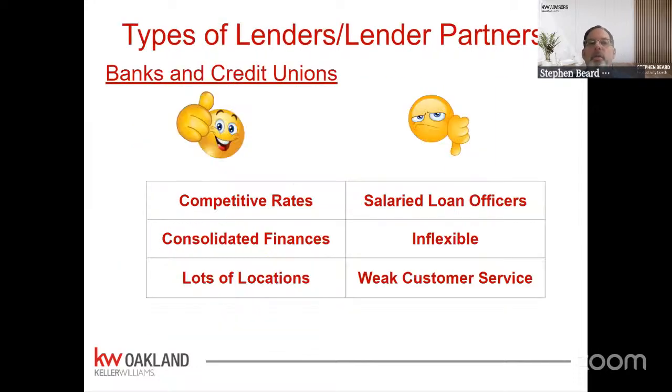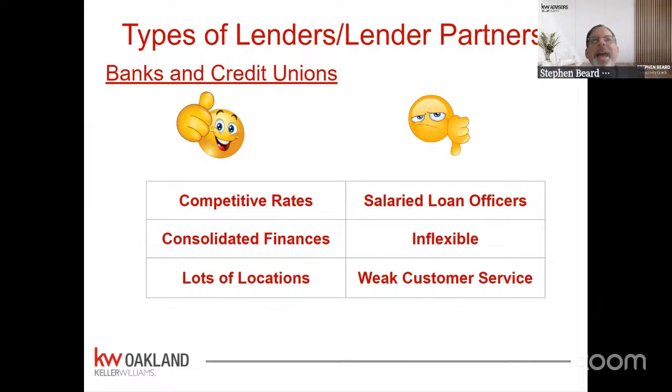There are 3 or 4 types of lenders out there. The first one I want to talk about are banks and credit unions. Banks and credit unions are great. They will be very competitive on rates usually. They will allow you to consolidate your finances.